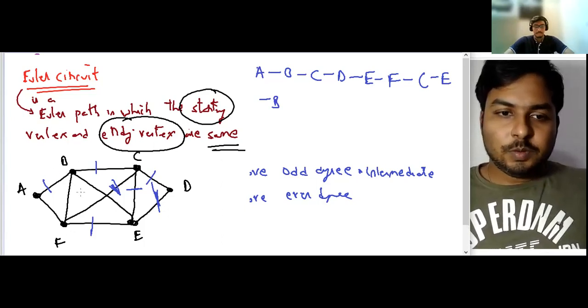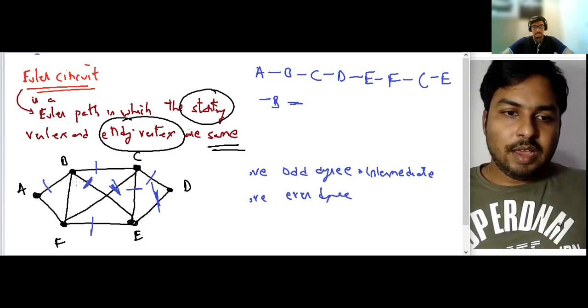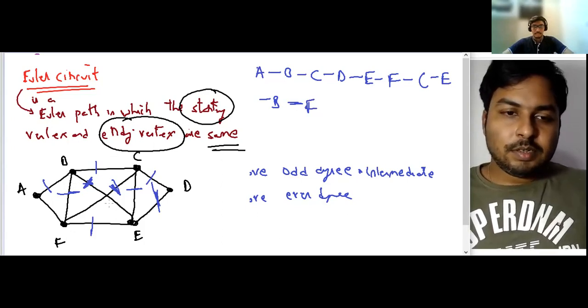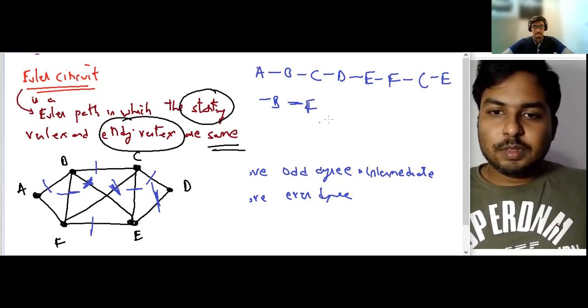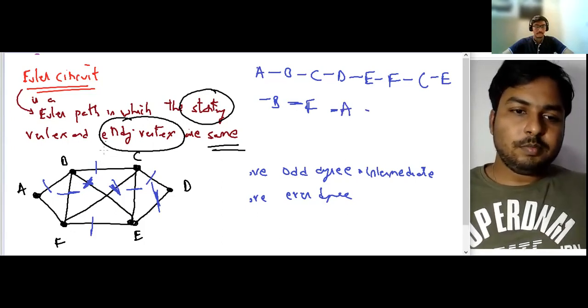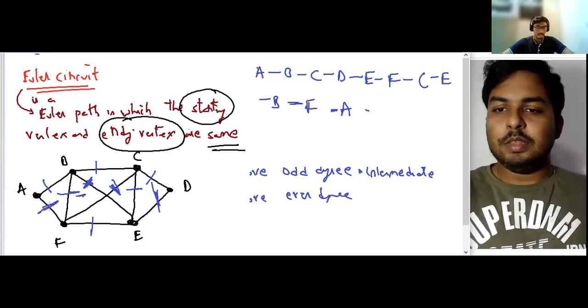Okay. E to B I'll go. So B is done. Then from B I can go to F. Okay. So F is done. BF is done. Then I'm left with just one, A. Just check this. Whatever I've done is correct or not. Am I able to cover all the edges or not? If I go in this order, am I able to cover all the edges or not? Just check.